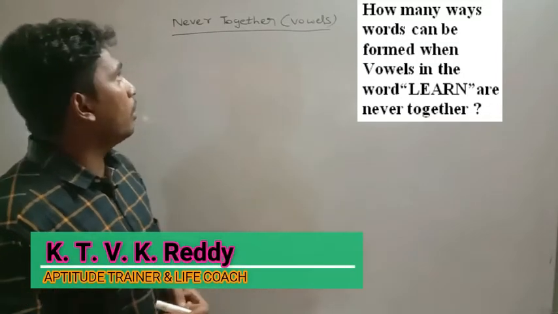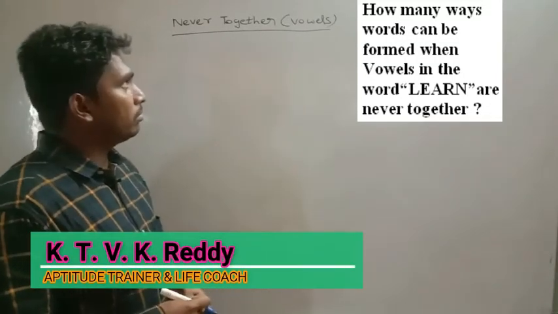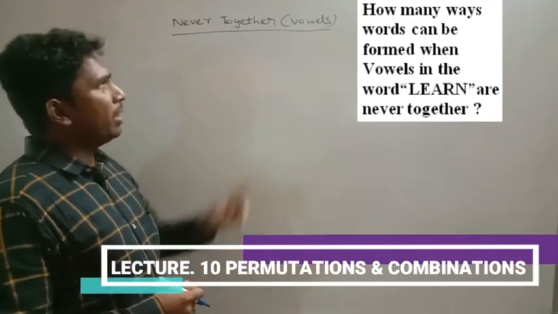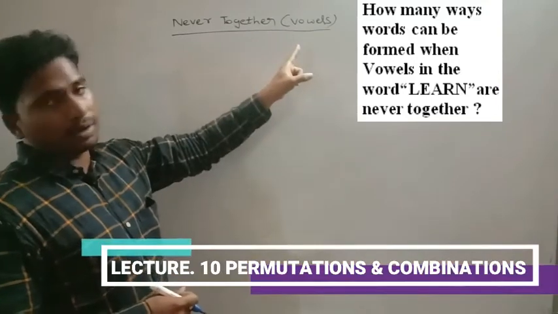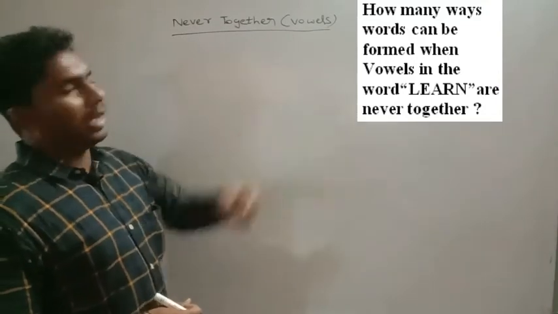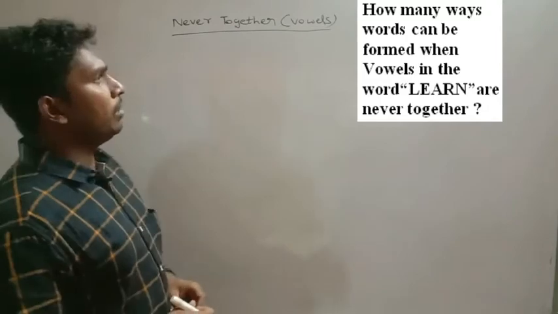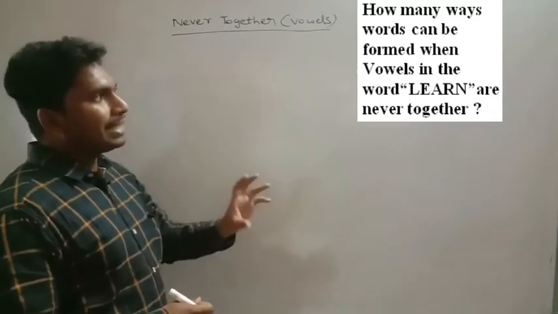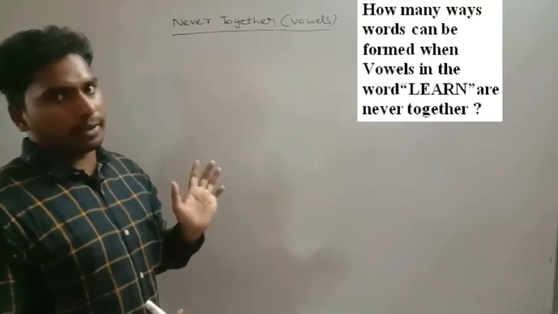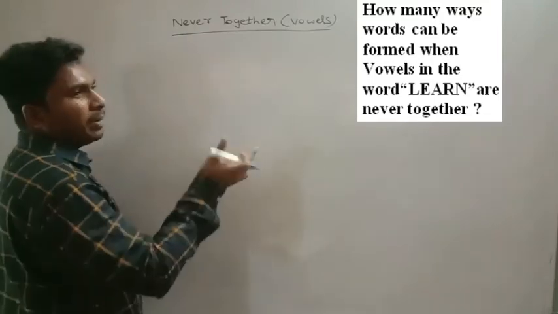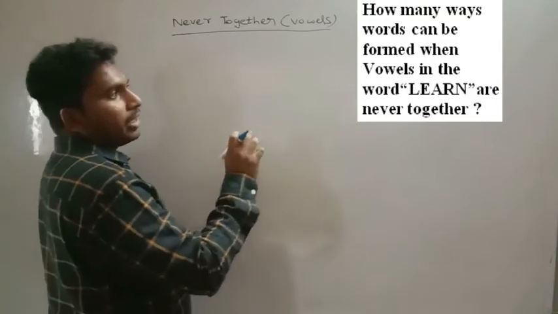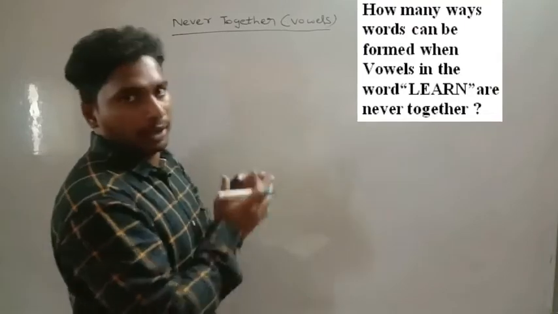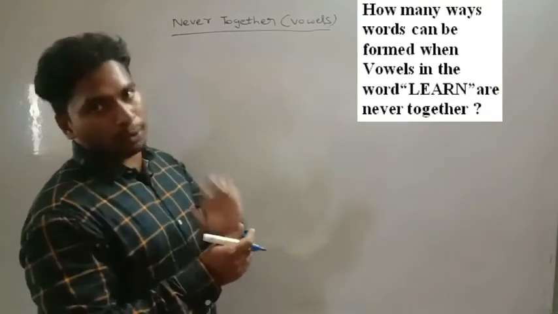From now we'll start another topic in permutation and combination, that is never together. Under never together, one case is for vowels and another is for consonants. So let us solve the question. How many ways can words be formed when vowels in the word LEARN are never together? In the previous case, vowels were to be together, consonants were to be together, but here it is never together.